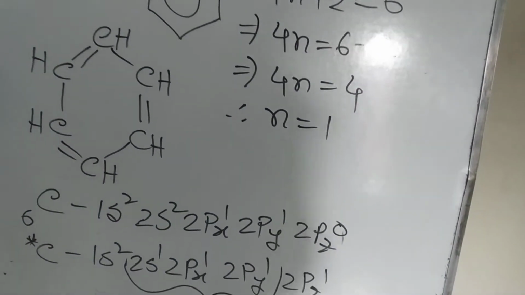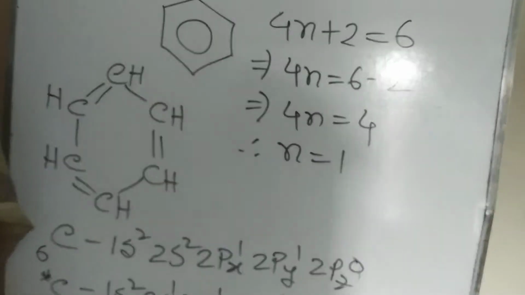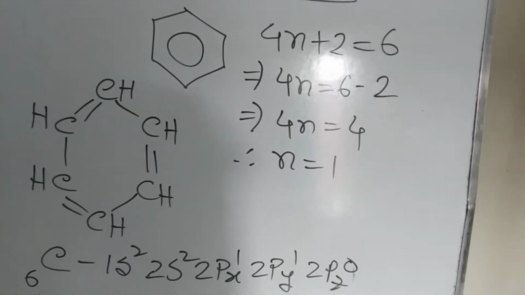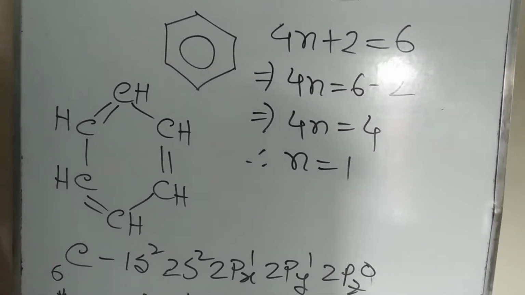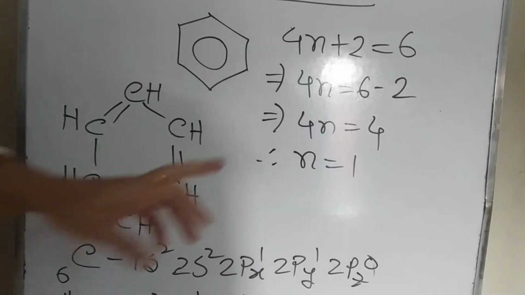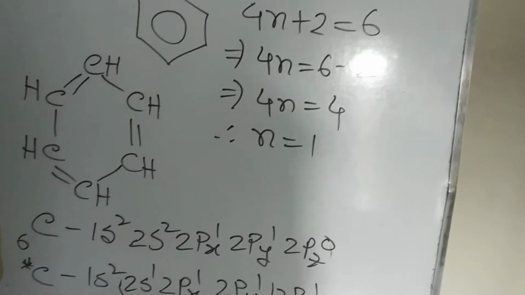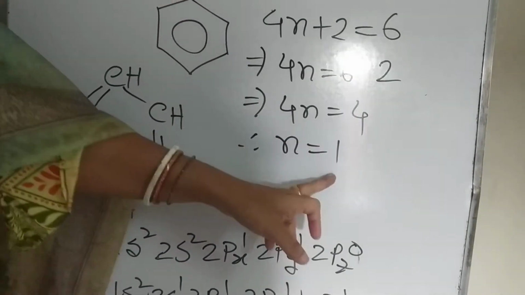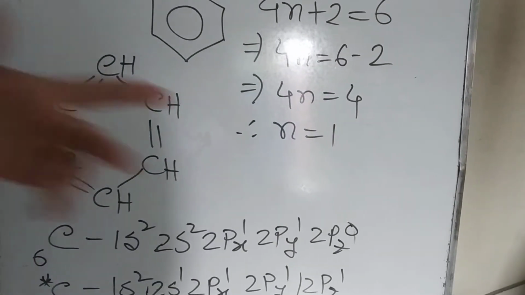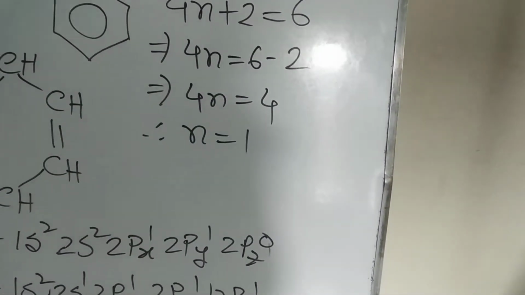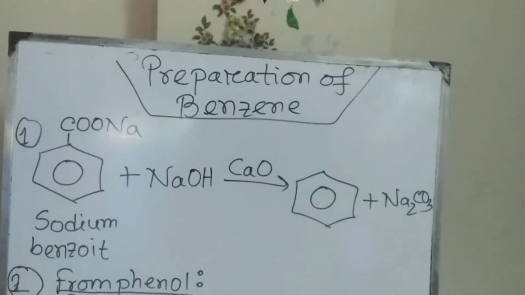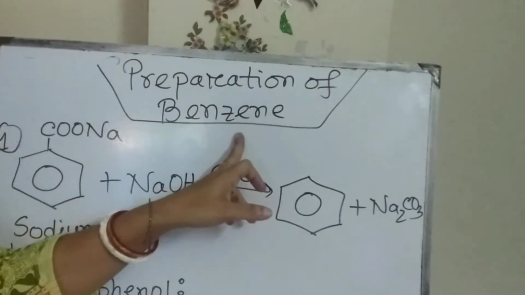According to Huckel's rule, in an aromatic compound there is a delocalized pi electronic system and the number of pi electrons will be 4n plus 2, where n equals 0, 1, 2, a whole number. Here the value of n equals 1, so it is a whole number. That's why it is an aromatic compound. Now I discuss with you about the preparation of benzene.